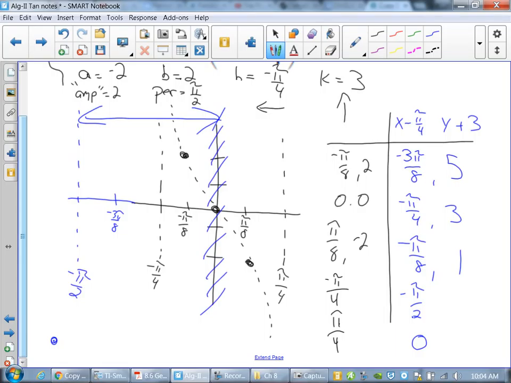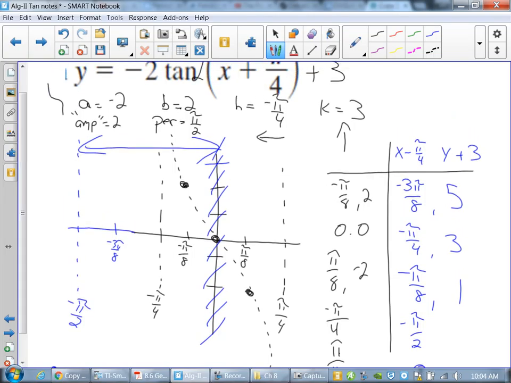Now just plot your points. You started at 2 earlier, so you just have to move this up. 2, 3, 4, 5. Pi over 4 at 3. And then pi over 8 at 1. And I'm doing this.